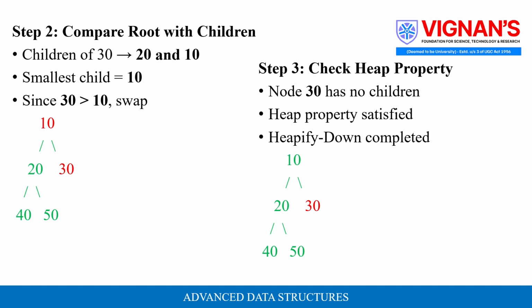After swapping, 10 becomes the new root. The left child is 20 and the right child is 30. Node 20 has children 40 and 50.